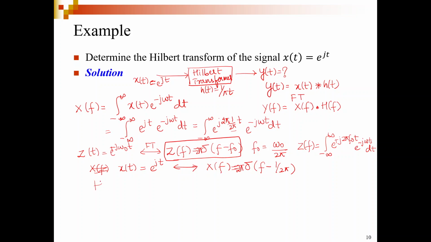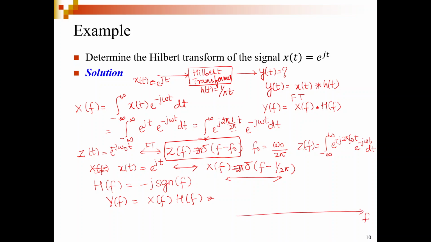The Fourier transform of the Hilbert transform is already known, which is minus j signum of f. Using the above two equations, y of f can be obtained by simple multiplication of the two Fourier representations. First let us plot how this delta function looks. On the frequency domain, x of f resembles a simple stick or impulse function at f equal to 1 over 2 pi with an amplitude equal to 2 pi.